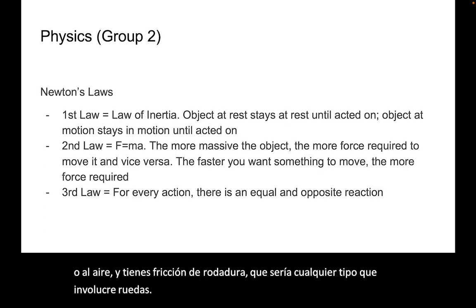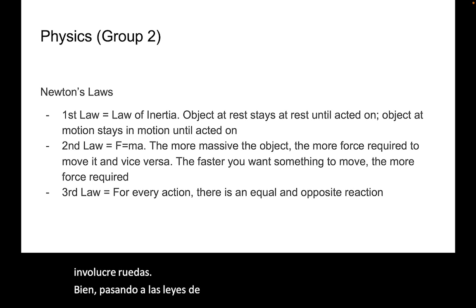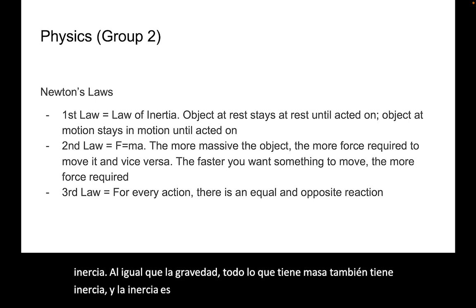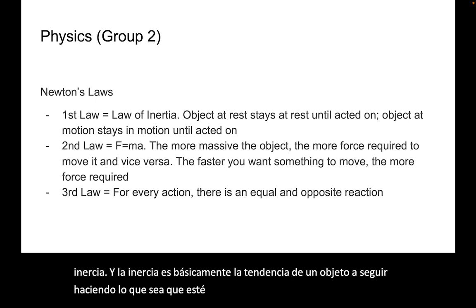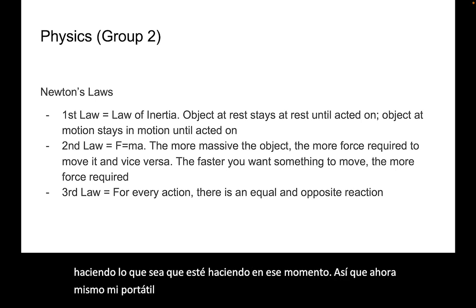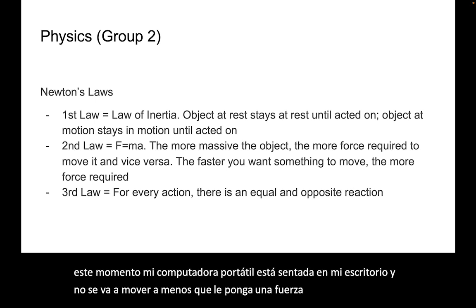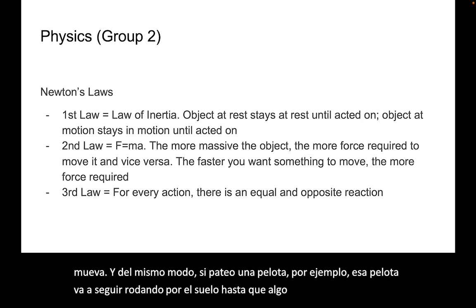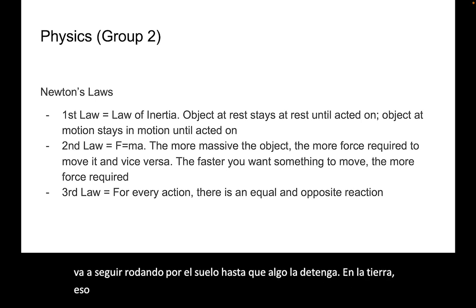All right, moving on to Newton's laws. The first law is the law of inertia. Similar to gravity, everything that has mass also has inertia, and inertia is basically an object's tendency to keep doing whatever it is currently doing. So right now my laptop is sitting on my desk, and it is not going to move unless I put a force on it to make it move. And similarly, if I kick a ball, for example, that ball is going to keep rolling on the ground until something stops it. On Earth, that is typically friction. The friction would just slow down the ball until it stops. But that is your first law, the law of inertia.